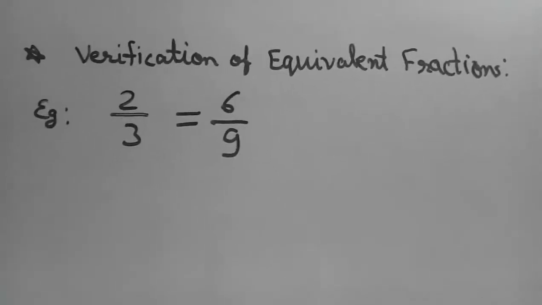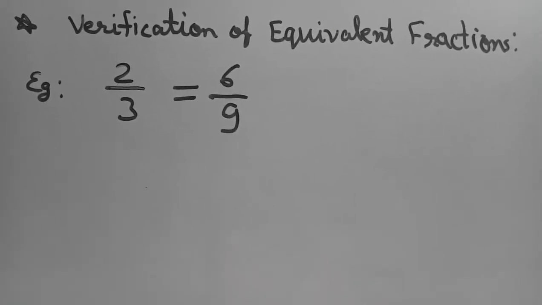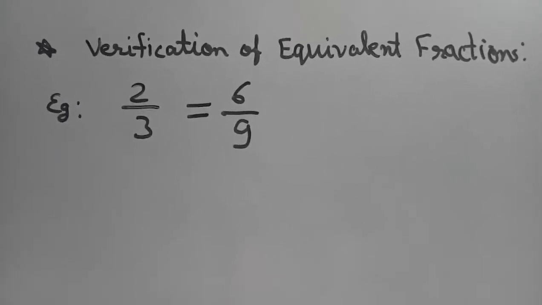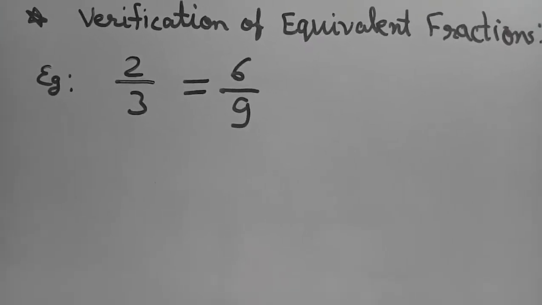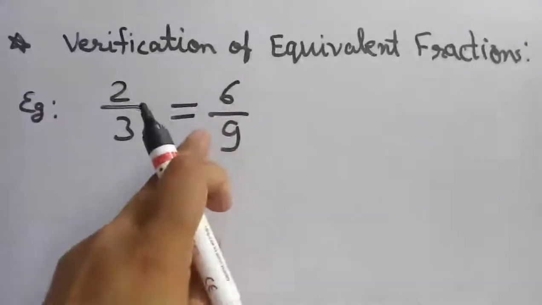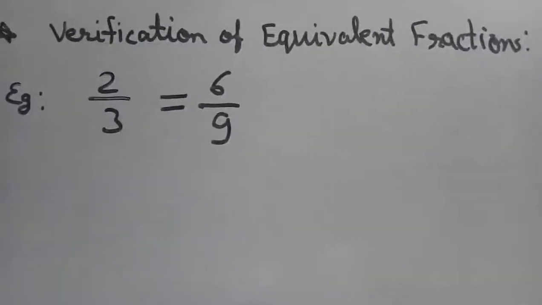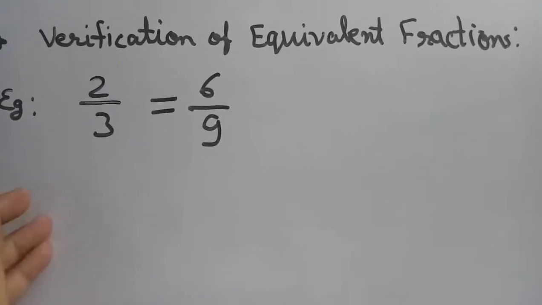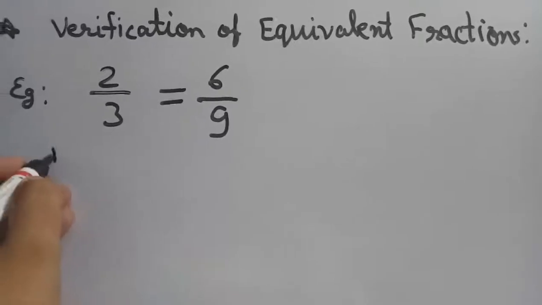So student, how can we verify the given equivalent fractions? Let us take an example. 2 by 3 is equivalent to 6 upon 9. A fraction 2 by 3 is an equivalent fraction of 6 upon 9. This is solved with the help of cross multiplication.